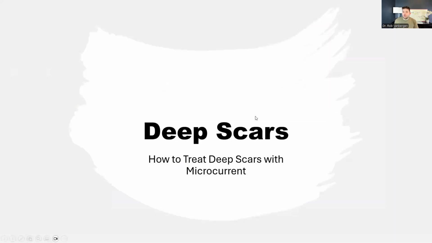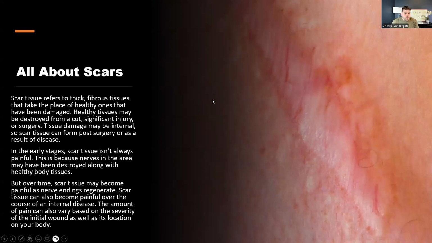So how do we treat deep scars with microcurrent therapy? Now, first off, let's talk about scars in general. Scars or scar tissue refers to thick, fibrous tissues that take the place of healthy ones that have been damaged. This is totally normal. It happens all the time when you get injured. Healthy tissues could be destroyed from a cut, from an injury, like breaking any kind of bone in your body, twisting your ankle badly, or having a bad fall. These things can all, as well as things like surgery, lead to scar tissue.